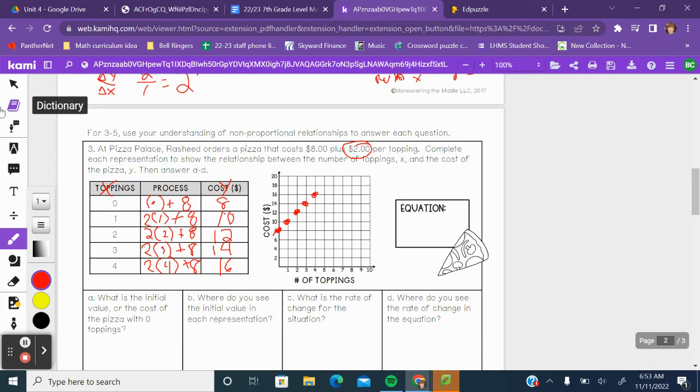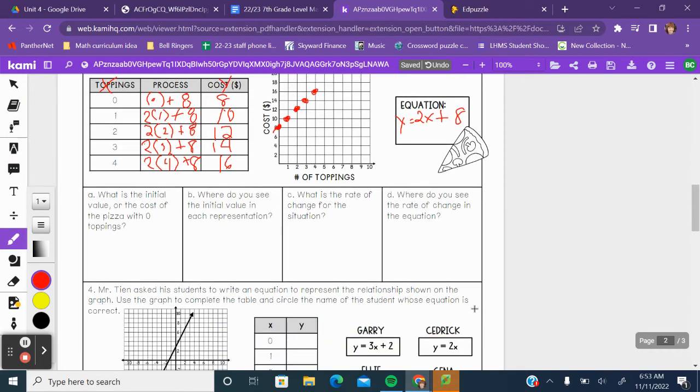When I write the equation, y equals 2 times whatever x is. That's what I did. 2 times whatever x is, but I started on 8. That's what my equation looks like. Let's break that down just a little bit more in our notes.